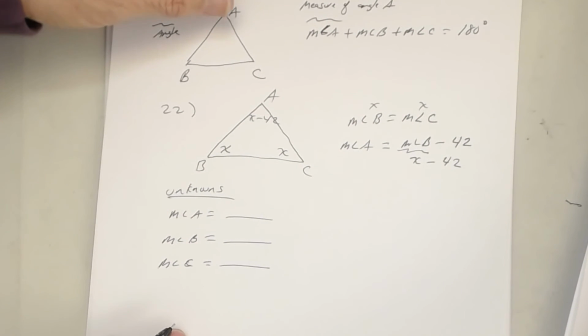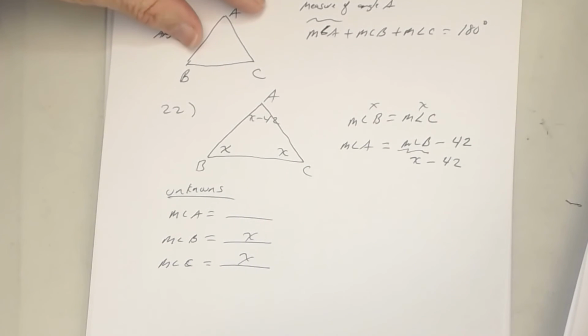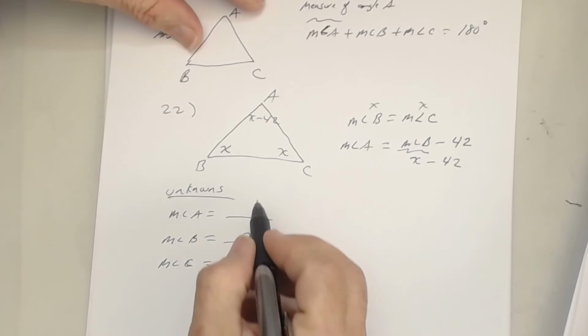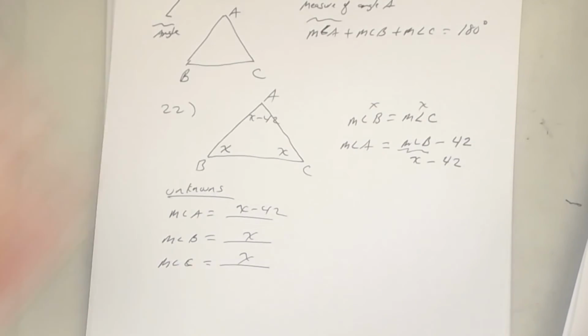Which one's x? B and C. Just like that. Which one's A? A is x minus 42. All right, so that's where we're at. So that's our unknowns. Now we're going to set the equation.